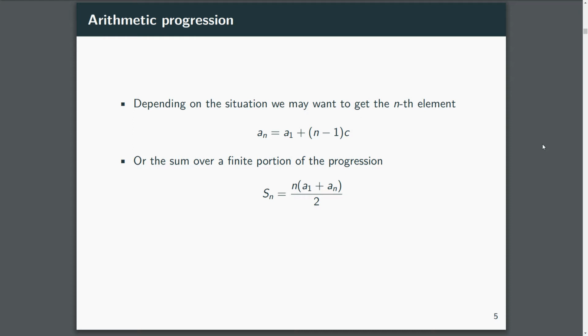If you want the sum of the arithmetic progression, then you calculate an expression which might seem a bit familiar. It's n times the sum of the first and the nth element over 2. And for example, if you look at the sum of the integers from 1 up to n, so this is an arithmetic progression where the constant is 1 and a1 is also 1. So then we get n times n plus 1 divided by 2.